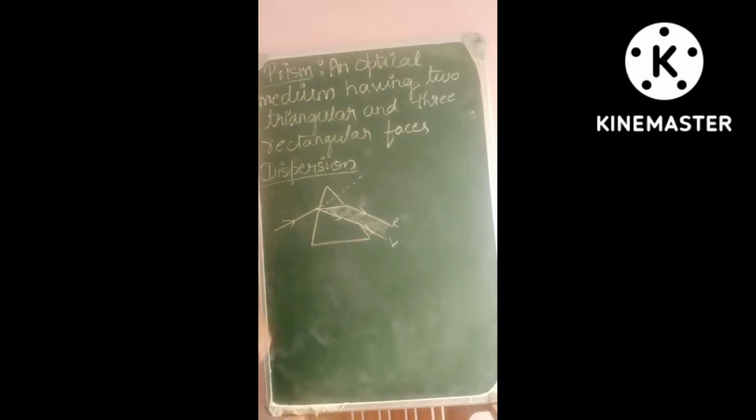What is the cause for dispersion? Dispersion takes place because of the refractive indices. The different colors produced have different wavelengths. For a given pair of media, the refractive index of the medium is different for different wavelengths, so dispersion occurs in the light.